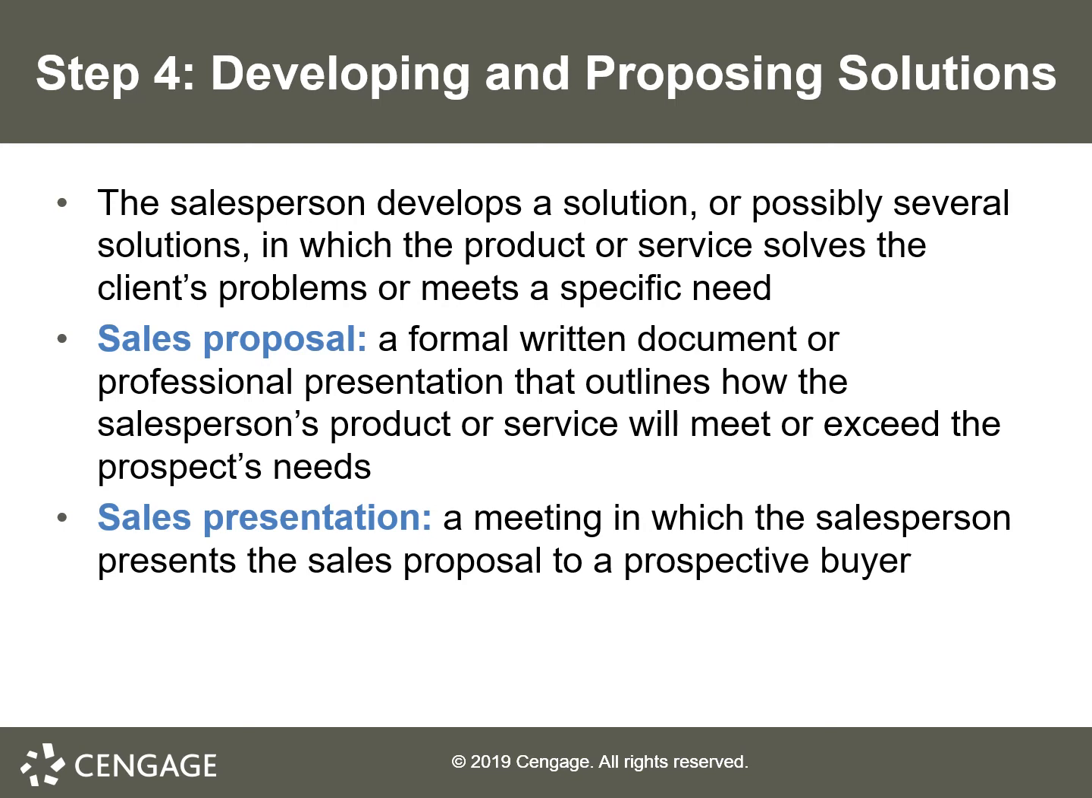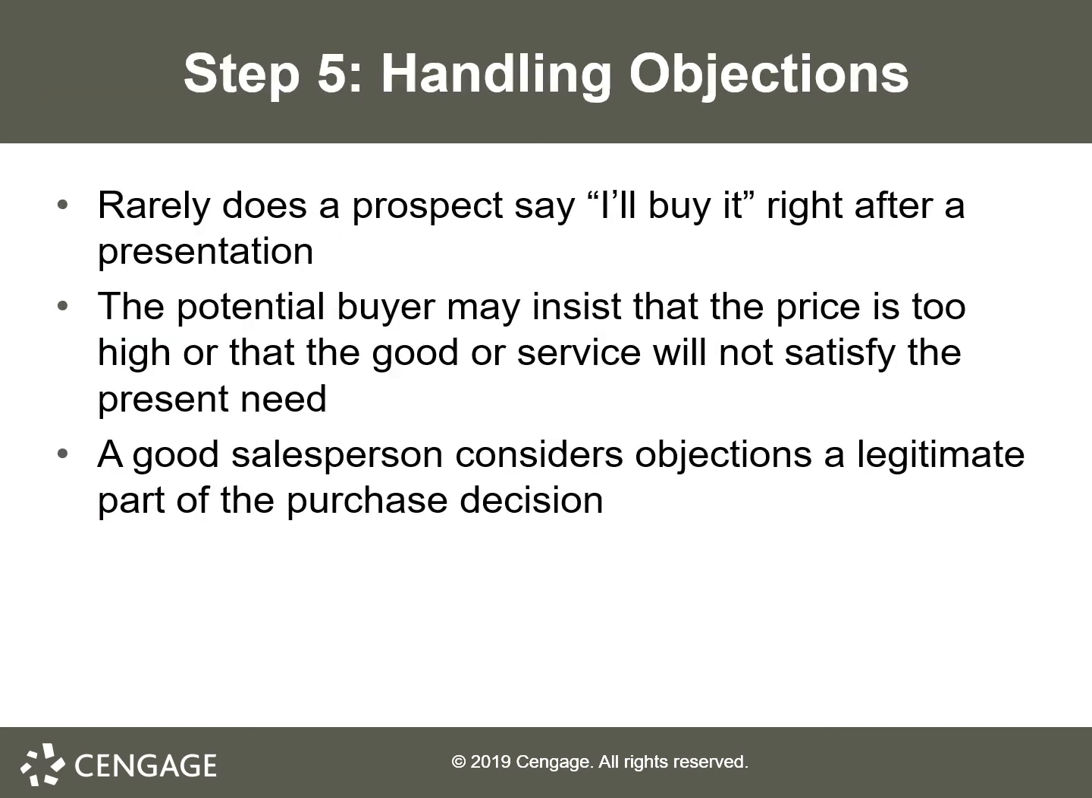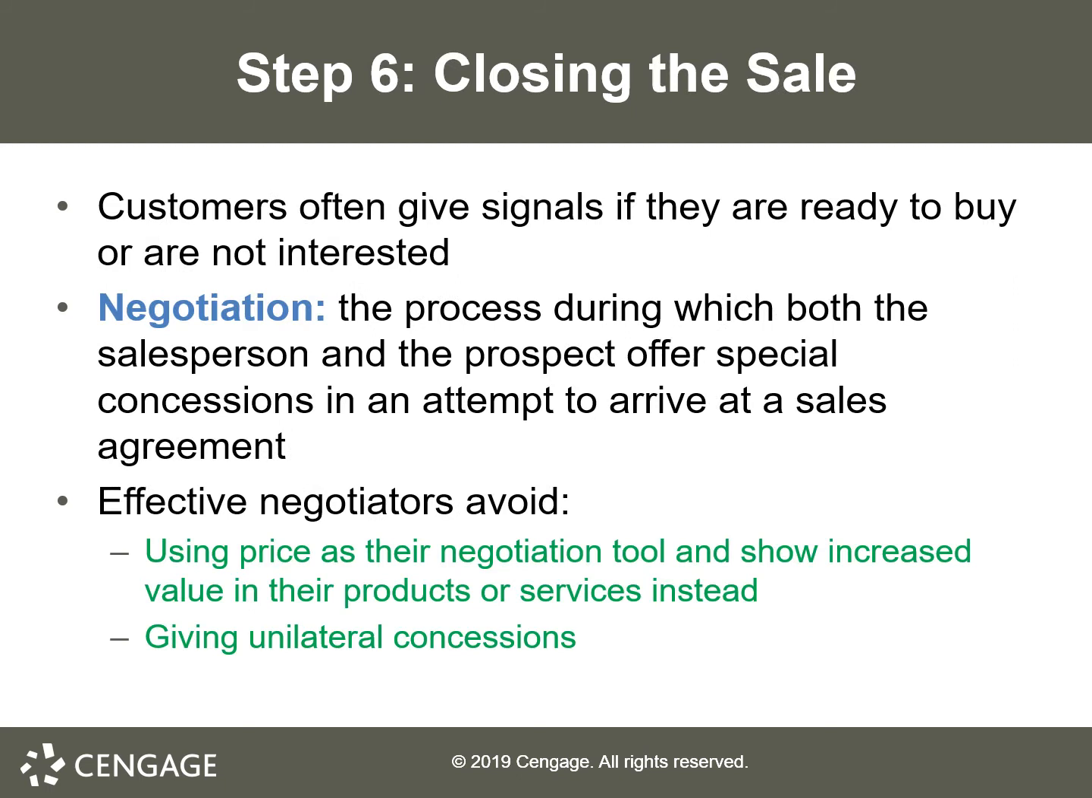A sales presentation is a meeting in which a salesperson presents the sales proposal to a prospective buyer. Step 5 relates to handling objections. Rarely does a prospect say, "I'll buy it," right after a presentation. The potential buyer may insist that the price is too high or that the good or service will not satisfy the present need. A good salesperson considers those objections a legitimate part of the purchase decision and works to overcome or handle those objections. Customers often give signals if they are ready to buy or if they're not interested.